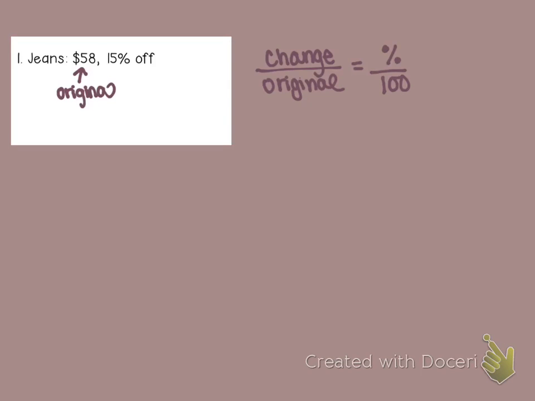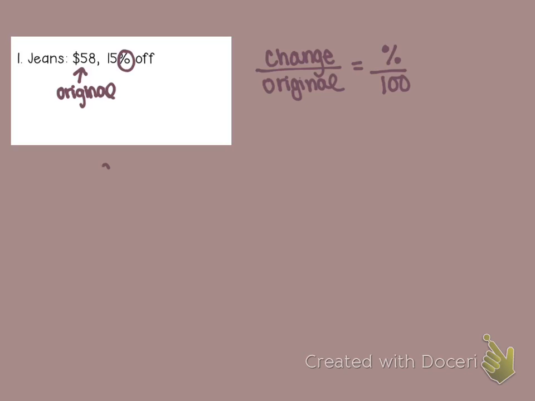So today we are still using the original proportion, which is change over original equals percent over 100. But this time, it is as if you're going to the store to buy jeans and it says it's 15% off. What does that mean? How much money can you take off of the $58? So that's what we're finding today. So that means that this right here is your original, and obviously this right here is your percent.